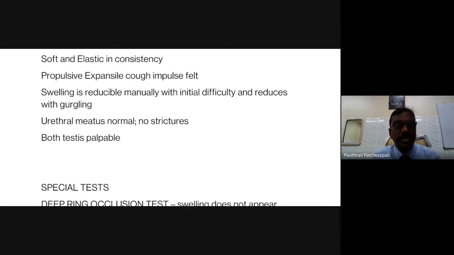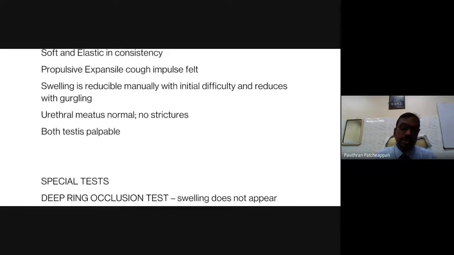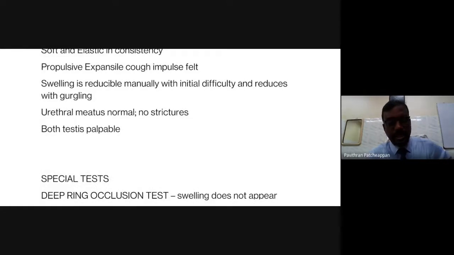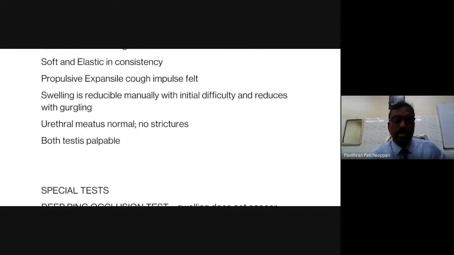Reduction with gurgle is suggestive of enterocele, sir. On reduction, is there anything else observable? What is the nature of reduction that can differentiate an omentocele and an enterocele? In omentocele, it will be initially easy to push, sir. The later part will be difficult, because the omentum is adherent to the distal fundus of the sac. So early it will go easily, and the last part will be difficult because of adhesions of the omentum to the fundus of the sac.